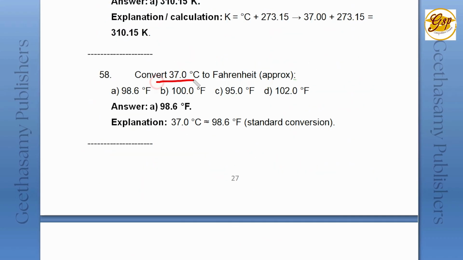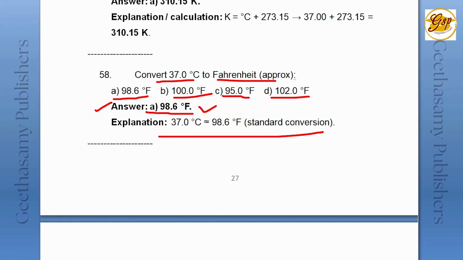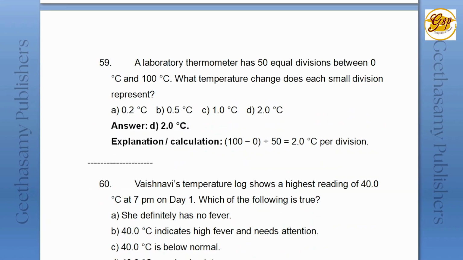Convert 37 degrees centigrade to Fahrenheit. So 98.6, 100 F, 95, 102. The correct answer is 98.6 Fahrenheit. Now we can see this. It's a standard conversion.